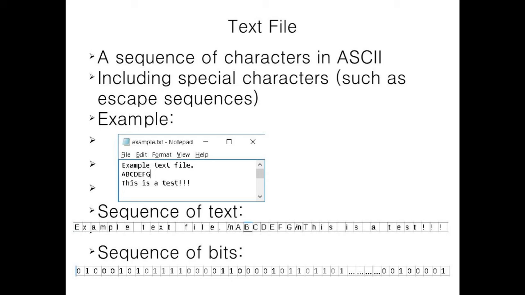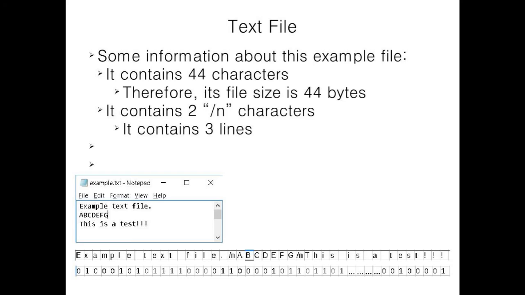There is some information I want to point out in this example. This text file contains 44 characters. Therefore, the file size of this text file is 44 bytes, because each character consists of 8 bits, and 8 bits is 1 byte. So 44 characters is 44 bytes.